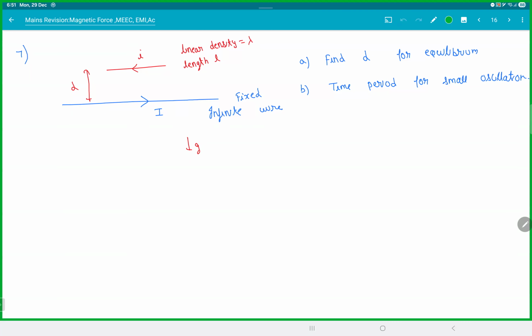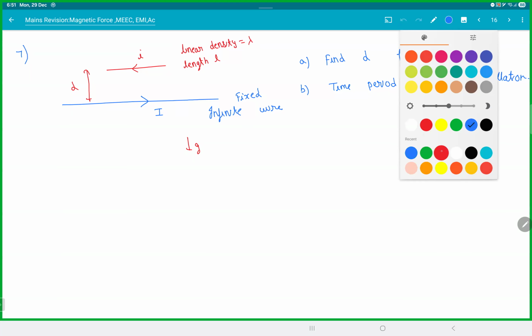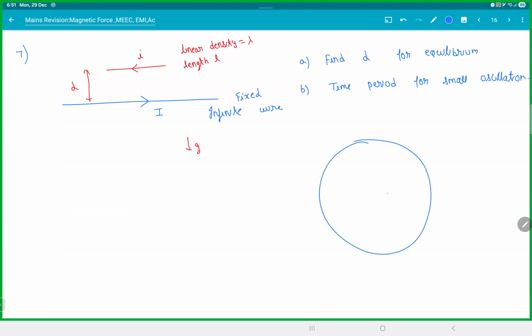Actually, the previous question also I could have asked you. I'll do that in advance. Like, I will say this ring which is there, this is actually an elastic thread with spring constant K. If I increase the current by Di and release it, this ring will oscillate in and out. Find time period of oscillations. Anyways, we'll see that later on. For now, this much is fine.